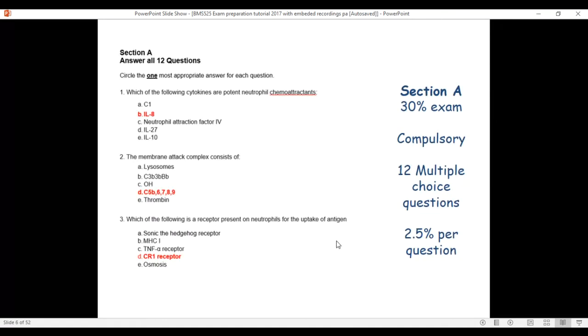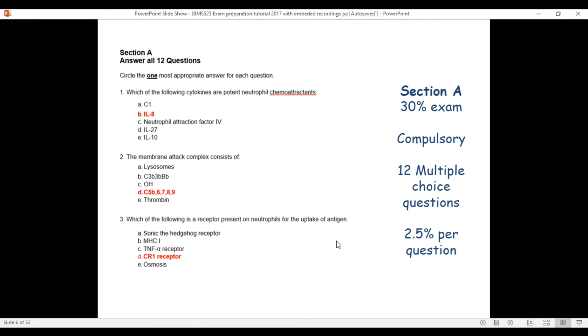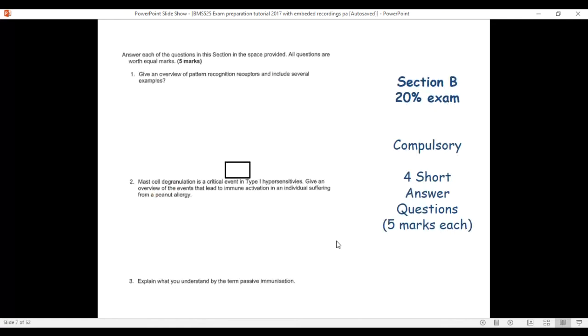And section A will look similar to this, okay? So you'll be given a question like, which of the following cytokines are potent neutrophil chemoattractants? And out of the choice, you'll be asked to circle the most appropriate answer, okay? So don't forget it's the most appropriate answer. Don't forget that, okay? And as I said, section A is worth 30%. It's compulsory. You have to complete all 12 questions and 2.5% per question.